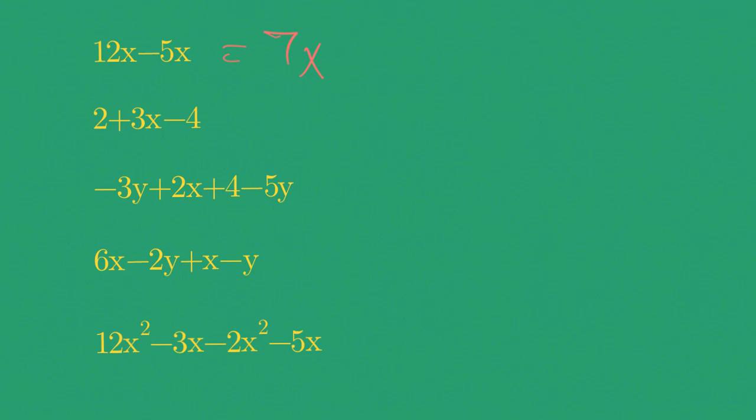Can I get a volunteer to read the next one, please? Christian, go. 2 plus 3x minus 4. Fantastic, okay? And guys, again, it's important that you're reading it. Christian read it out loud, and read this to yourself. 2 plus 3x minus 4. Now, are all the terms like? No. They are not.